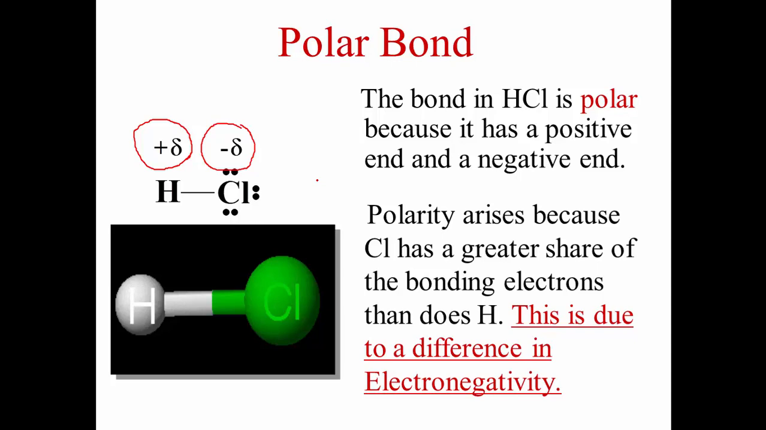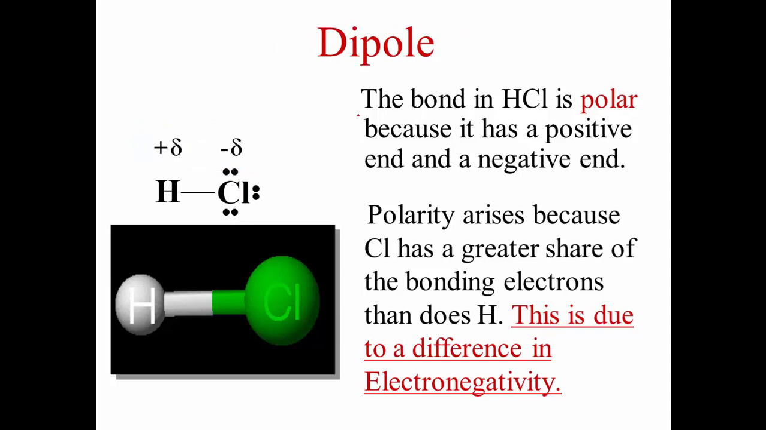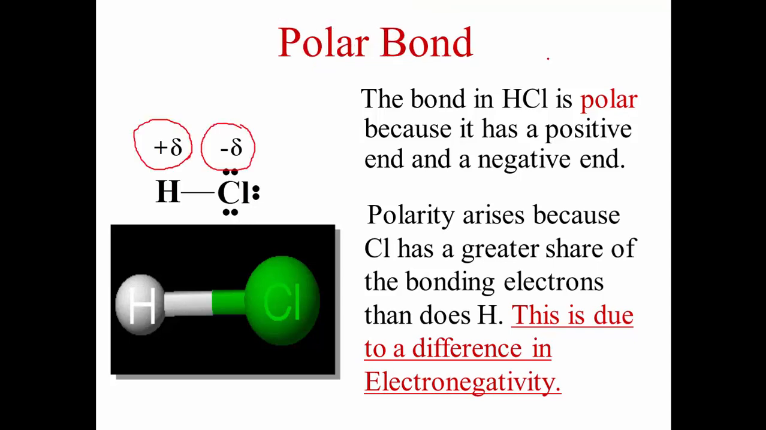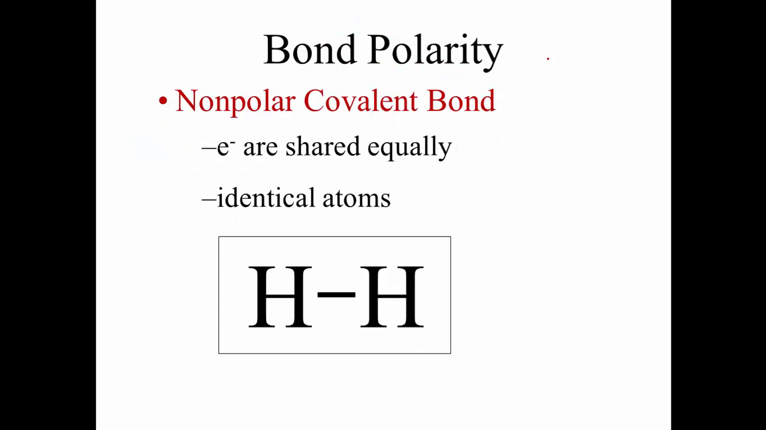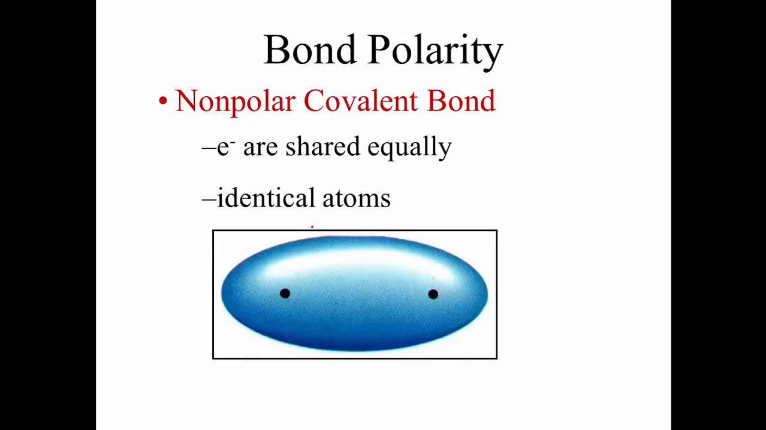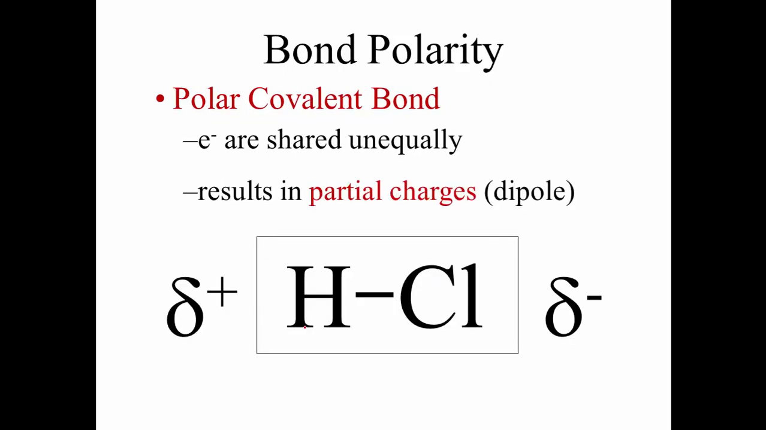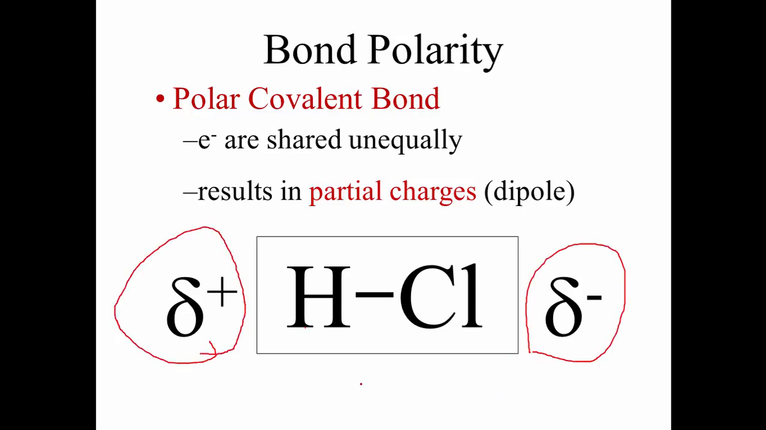Polar bonds and nonpolar bonds. We also call polar bonds dipoles. Di meaning two poles. Two poles is a dipole or a polar bond. So, nonpolar covalent bond, atoms are shared equally, identical atoms. If you do not have identical atoms, you will not be sharing that electron cloud equally. So that will be considered a polar bond. The charges will be on the ends of the more and least electronegative elements, partial charges or dipoles.